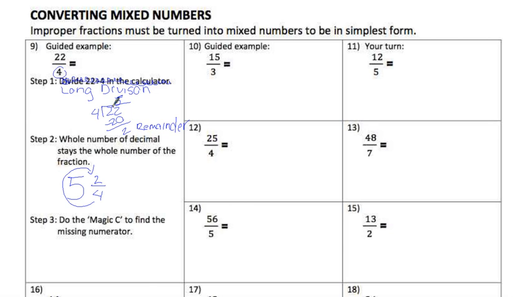Or you can just do long division. That's fine too. But we always need to make sure that we simplify. So we now have 5 and 2/4. We need to make sure that we simplify that down. So we're going to divide by 2, and we're left with 5 and 1/2.